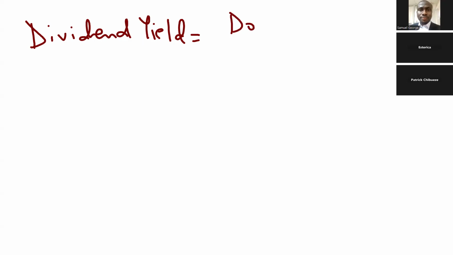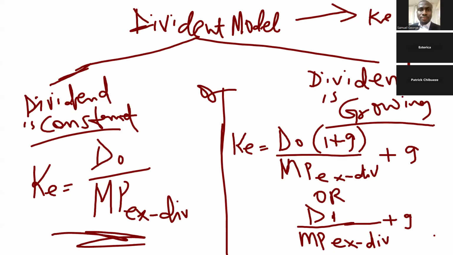Now, I want to write some ratios. There's something they call dividend yield. Dividend yield is equal to dividend of year zero, which is current dividend, divided by market price ex-div. Can you see ex-div? So you can see this formula is not different from this one. You can see it's the same thing.